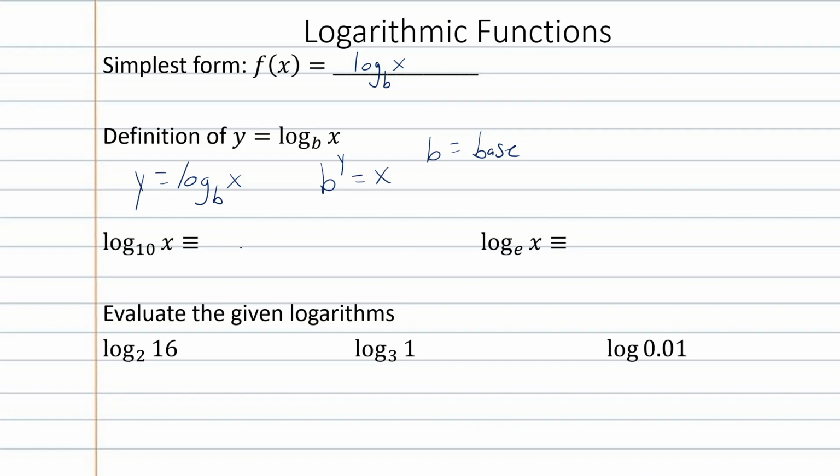Now we have a couple special cases here. If we have a log base 10 of a value x, a lot of the times we just write that as the log of x. If you see the log of x with no base term here, that base term is assumed to be 10. Now, if we have a case where we have log base e of x, most of the time we'll write that as the natural log of x. So log base e of x is the same thing as the natural log of x.